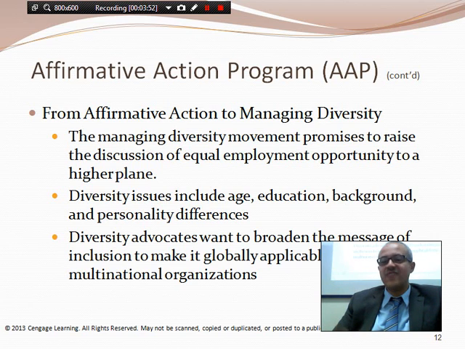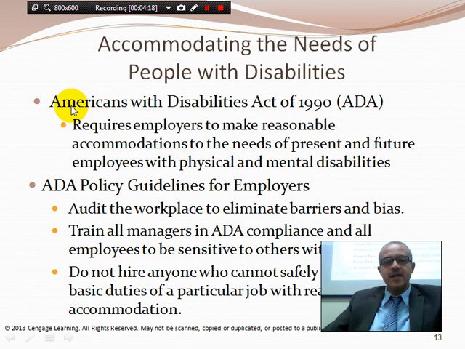Diversity issues include age, education, background, and personal differences. Diversity advocates want to broaden the message of inclusion to make it globally applicable in multinational organizations. So this becomes more of an issue, especially for global companies, where they have to work in all different countries and maintain good diversity representation of the markets they operate in. Americans with Disabilities Act, this is the ADA law.